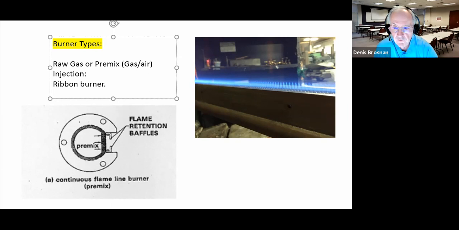I like to compare this to the burner in my gas grill that I produce barbecue in. I'm not the best cook in the world, but nevertheless, there's a ribbon burner in most gas grills that are used at home. And actually in most gas ovens.